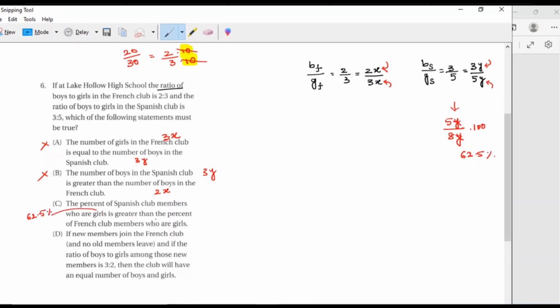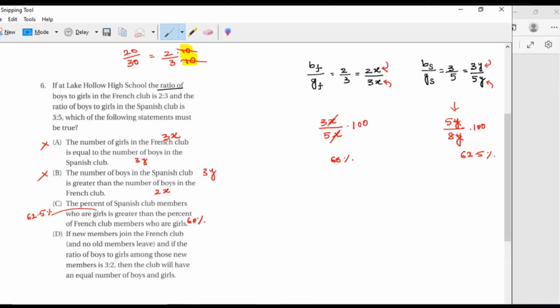And then the percent of French club members who are girls. Here, what is the portion in the French club? 3x over, what is the total? Come on, what's the total number of students in the French club? 5x. Correct? 3x and 2x times 100. So I can get rid of the x and x. What is 3 over 5 times 100? 60%. So this is 60.